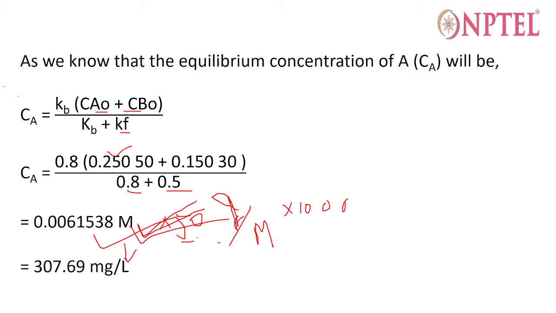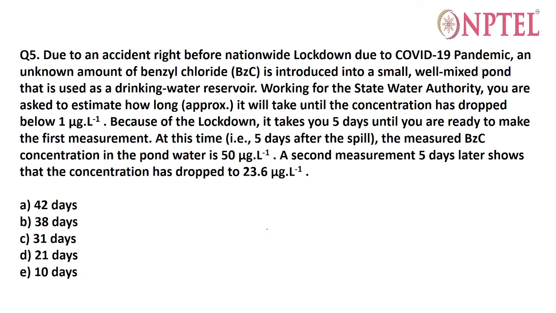I think you got it. So this mole is getting cancelled out, then it will be gram per liter multiplied with this, mg per gram, gram getting cancelled out, you are getting mg per liter. So I hope this is clear. Let's go to the next one. This is again a numerical type question.